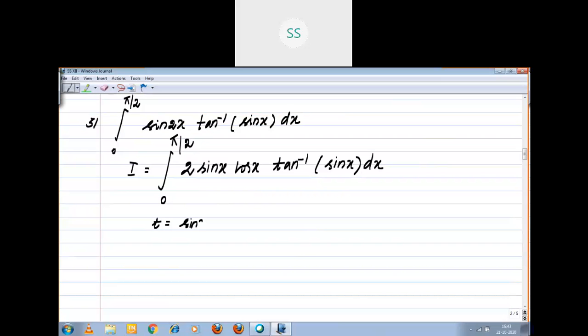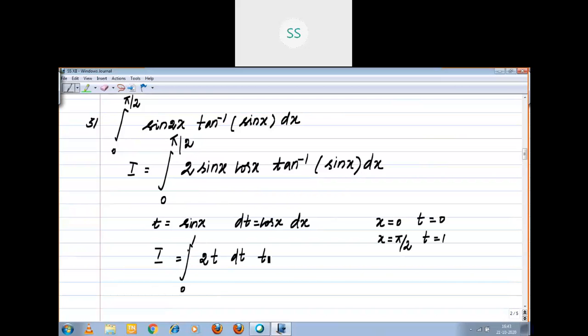Let t equal sin x, so dt equals cos x dx. When you adopt substitution, the limits also change. When x is equal to 0, t is equal to 0, and when x is equal to pi by 2, t is equal to 1. Now the integral from 0 to 1 of 2t, with cos x dx replaced by dt, tan inverse t.